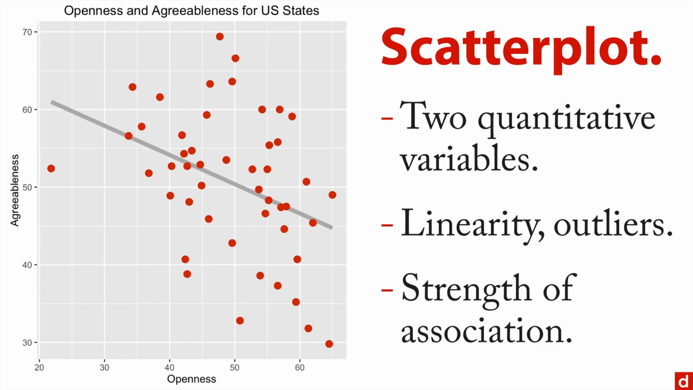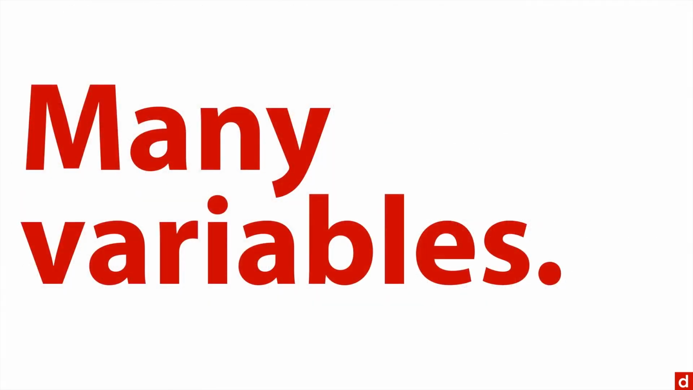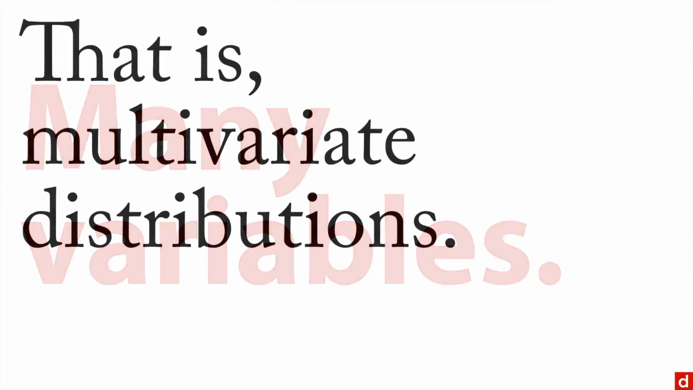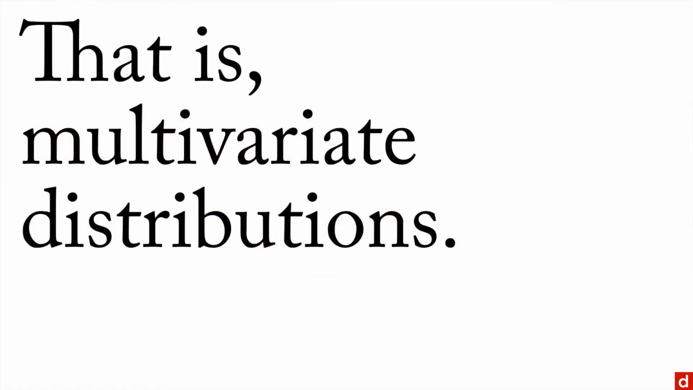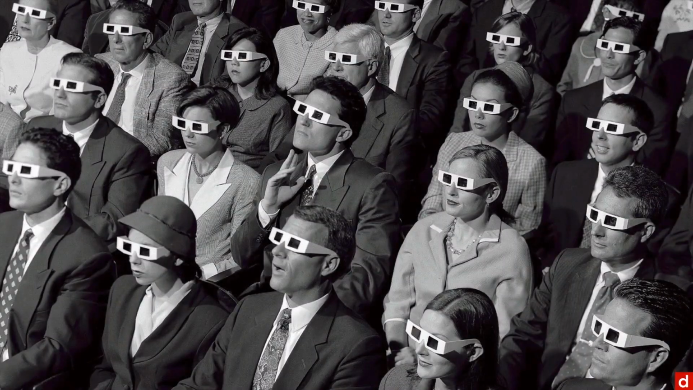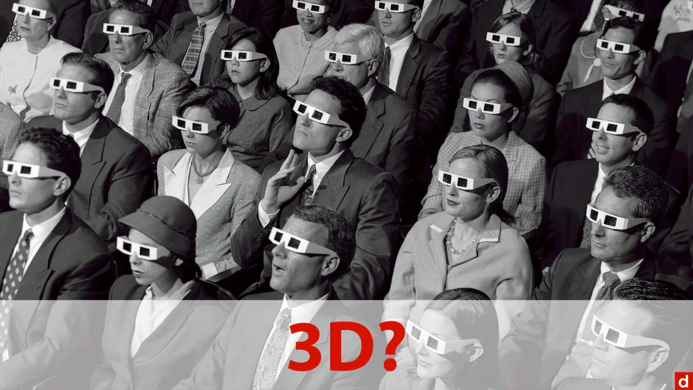And this is an interesting one for me because we have openness across the bottom, so more open as you go to the right, and agreeableness. And what we see is there's a strong downhill association. The states in the United States that are the most open apparently are also the least agreeable. So we're going to have to do something about that. And then finally, you want to go to many variables. That is multivariate distributions. Now, one big question here is 3D or not 3D.